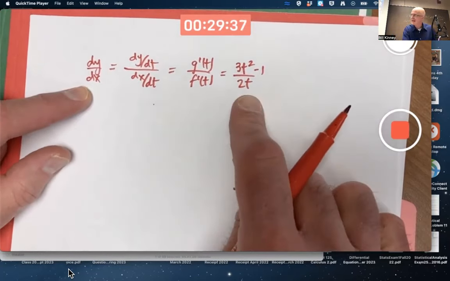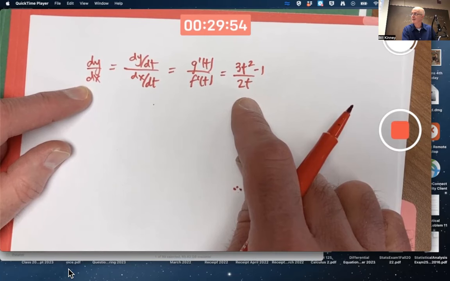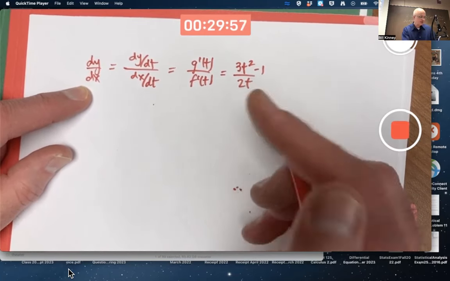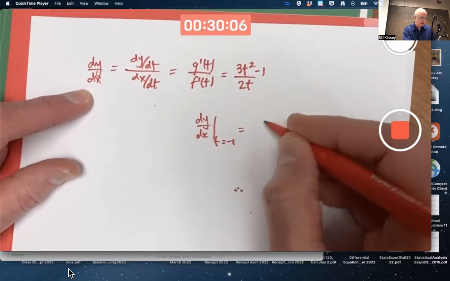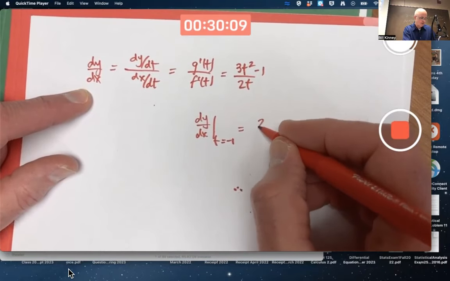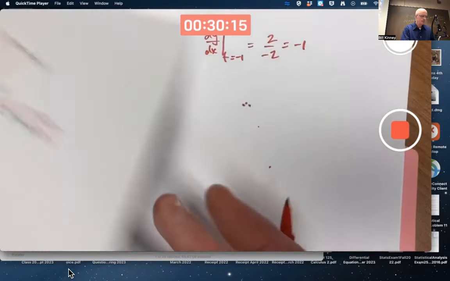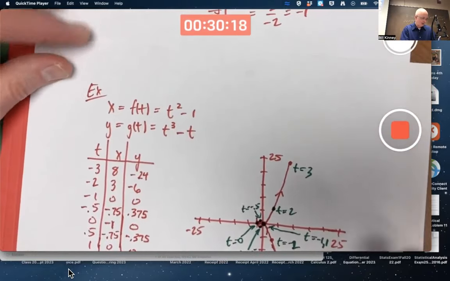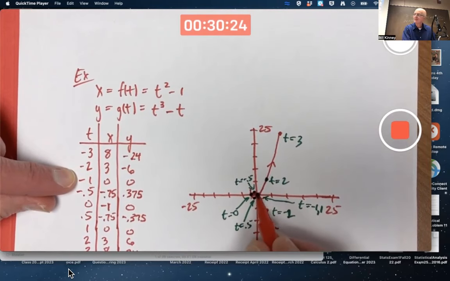Could you find it as a function of x? Maybe, but we don't need to. It's good enough to have it as a function of t to find the slope of the curve at any moment in time. If you've got a moment in time like t equals -1, you can plug that in here and find the slope. I'll go ahead and do that. dy/dx when t is -1 is going to be what? 2 over -2 is -1. That means the slope of the curve at the point (0, 0) when t is -1 is -1. The tangent to the curve at that point is -1.